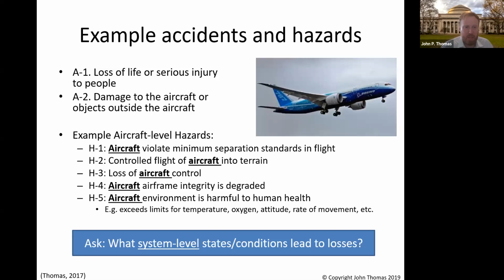What else can happen? There's nothing wrong with the airframe integrity, but what if the environment somehow is harmful to human health? We're kind of sitting in a tin can at 30,000 feet. The environment is not so great in a number of ways for human health. And even if we're not getting too close to other aircraft, there could be some problems here. This is about it. These 5 things capture just about everything we care about for aircraft in flight. There's a couple other for ground operations, but just about every accident you can think of that we've had in flight is a subcategory of one of these 5, is a cause of one of these 5 higher level conditions.